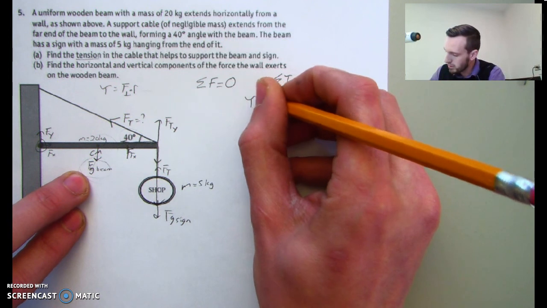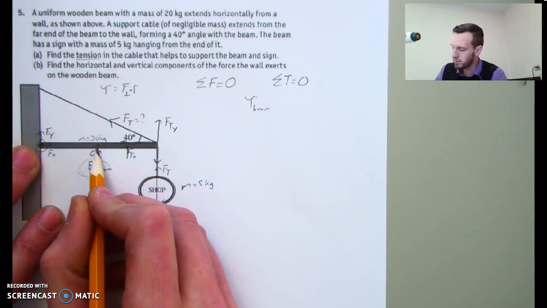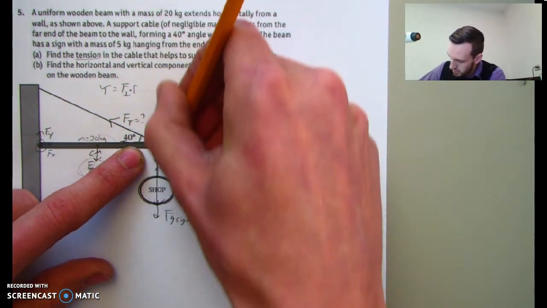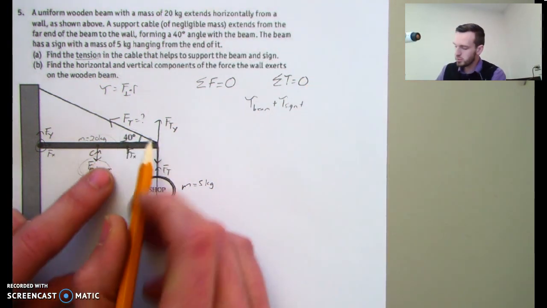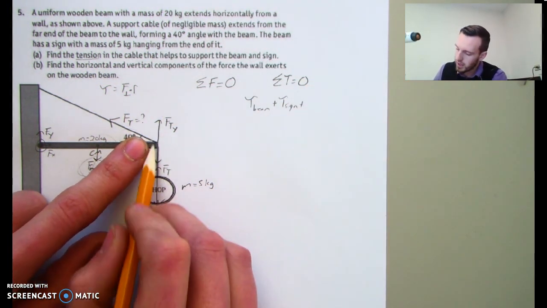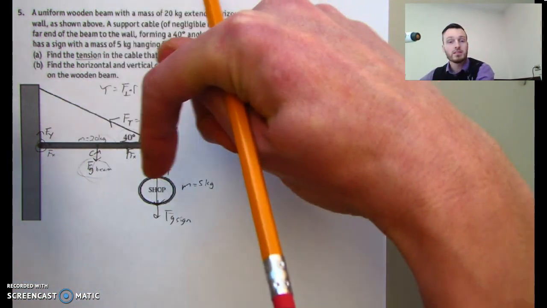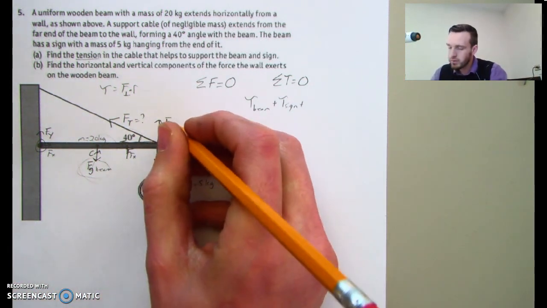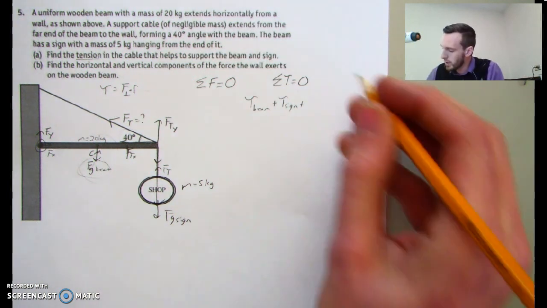There's going to be a torque from the beam because it has a force and it has a certain lever arm distance. There's also going to be a torque from the sign. See, the sign is exerting a force downward. And then, of course, there'll also be a torque from the tension. Now you can imagine these downward forces are going to cause a torque in this direction, the clockwise direction. And of course upward forces would cause a tendency of a torque in a counterclockwise direction.